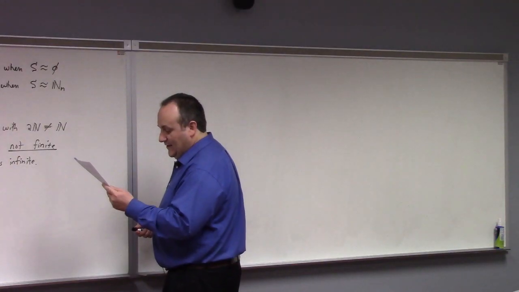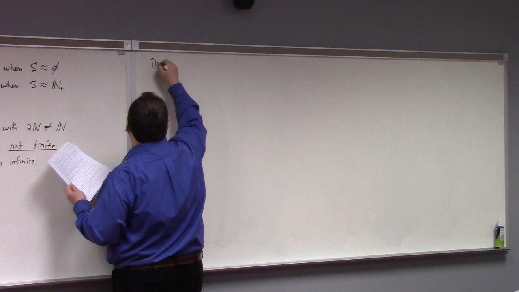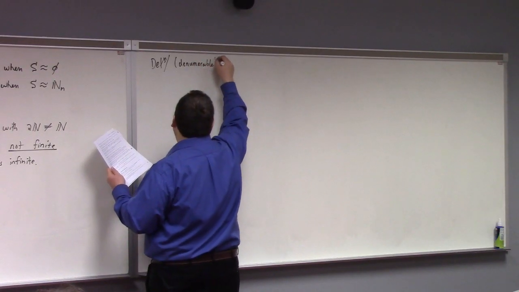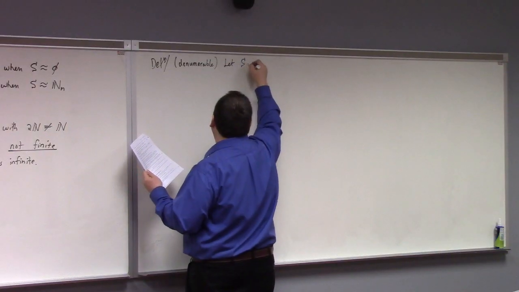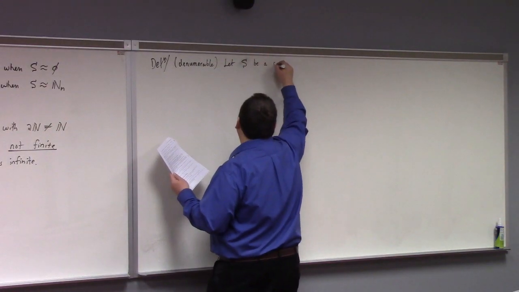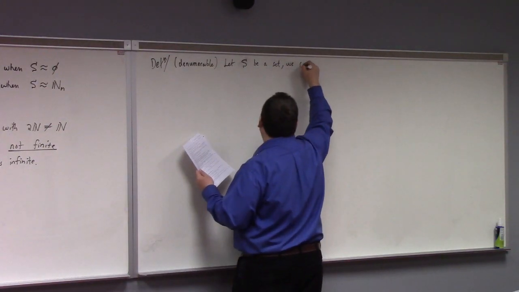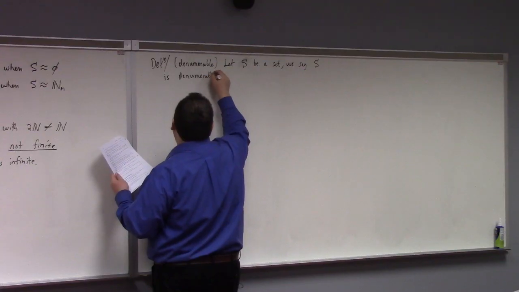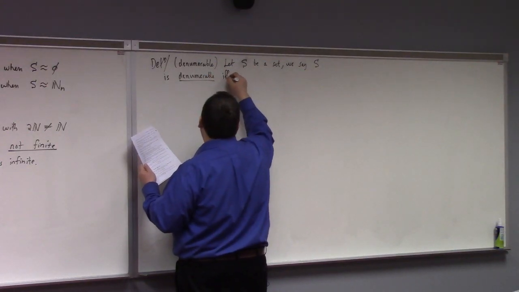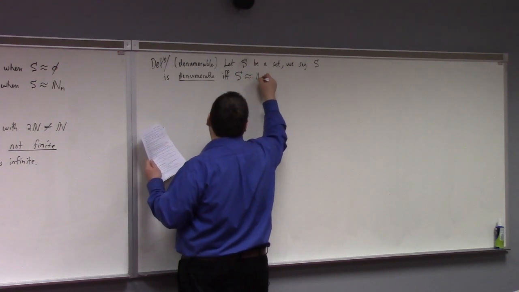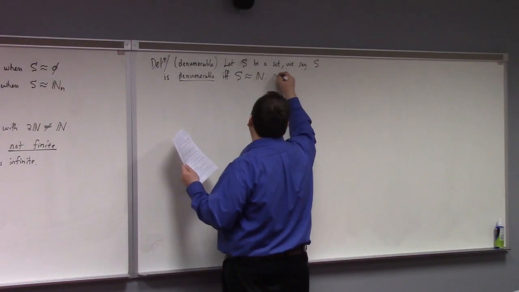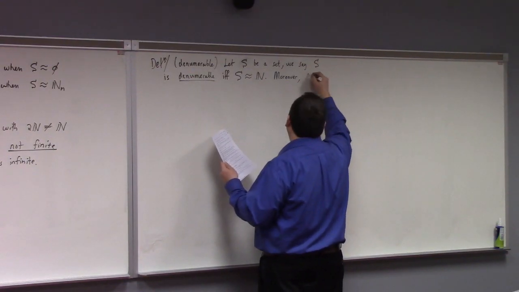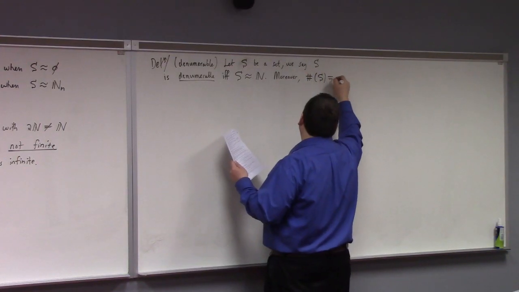Anyway, okay. Countably infinite sets. Definition. This is the definition of denumerable. Let S be a set. We say S is denumerable if and only if S is equivalent to the natural numbers. Moreover, the cardinality of such a set is said to be aleph naught.